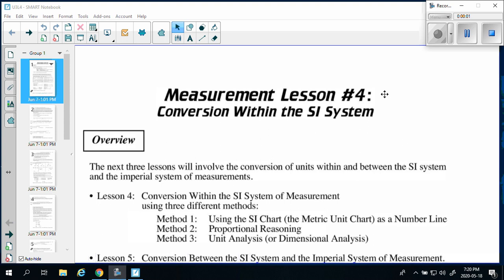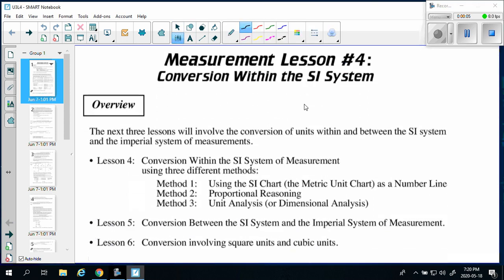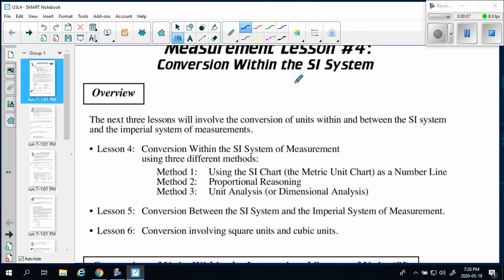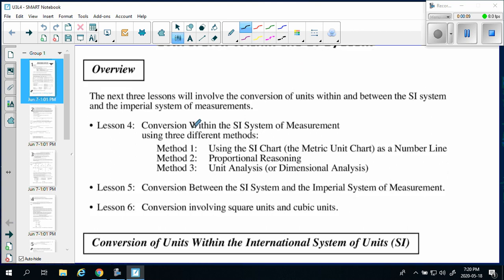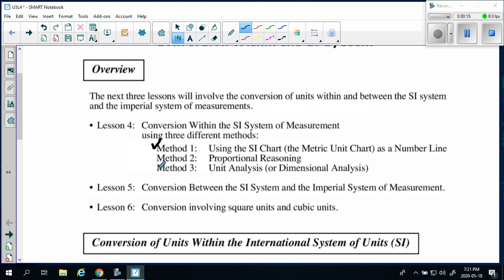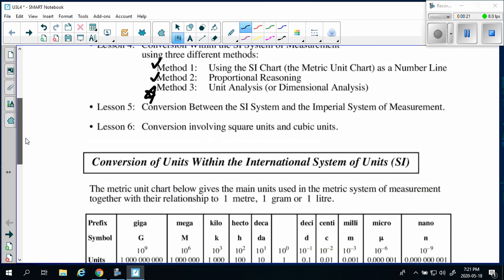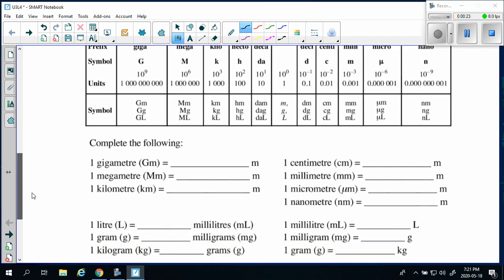Measurement. Lesson 4 is conversion in the SI system, Scientific International, which means that everything moves with powers of 10. So this is the metric system. There are 3 methods to doing this. We can use the SI chart, we can use proportional reasoning, and my favorite is the unit analysis down here. So you're expected to be able to do unit conversions.